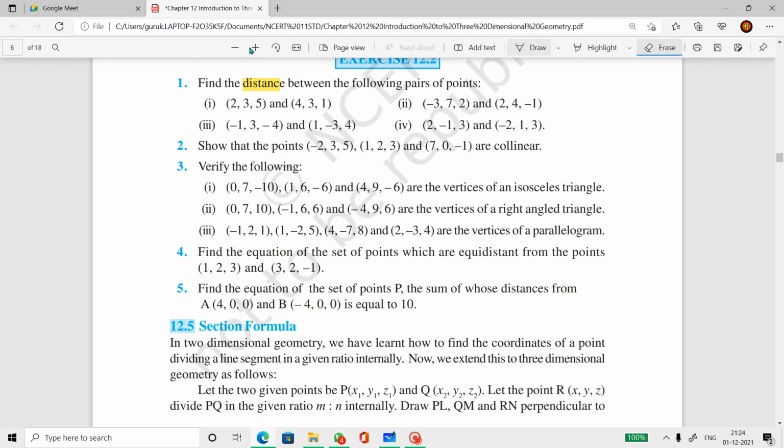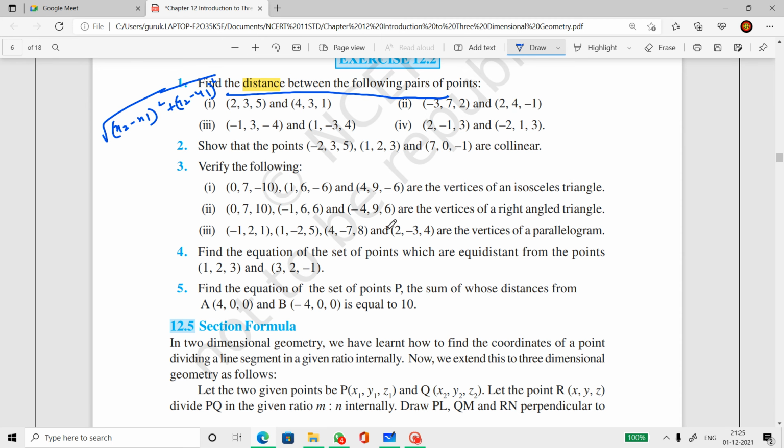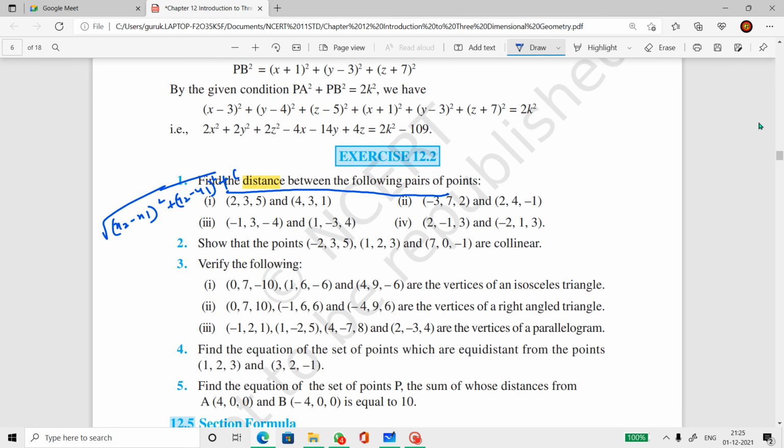The first one is distance between 2 points. So here, find the distance between the following pairs of points. 2 points are given, we just have to find the distance between the 2 points. So simply use the distance formula, root over (x2 minus x1) the whole square plus (y2 minus y1) the whole square, and yes, plus (z2 minus z1) the whole square.